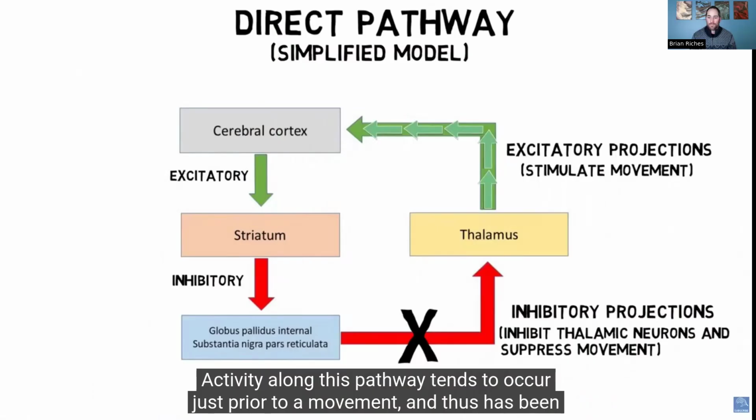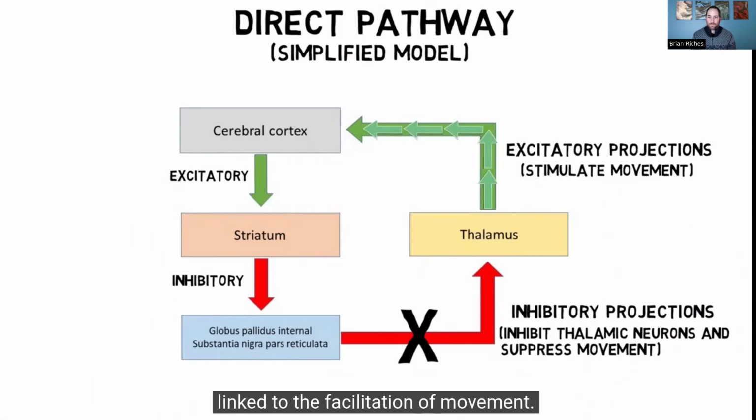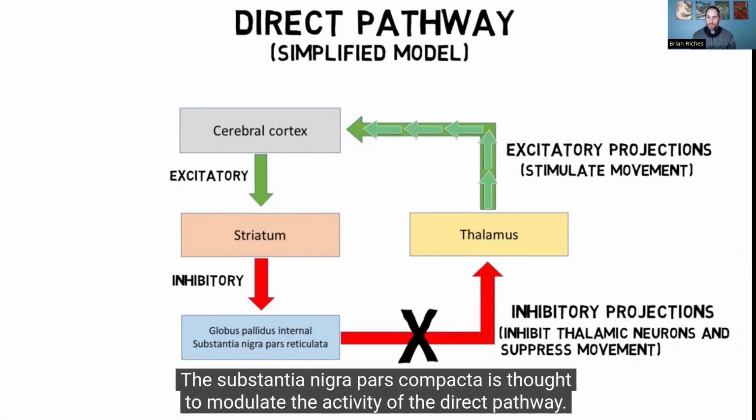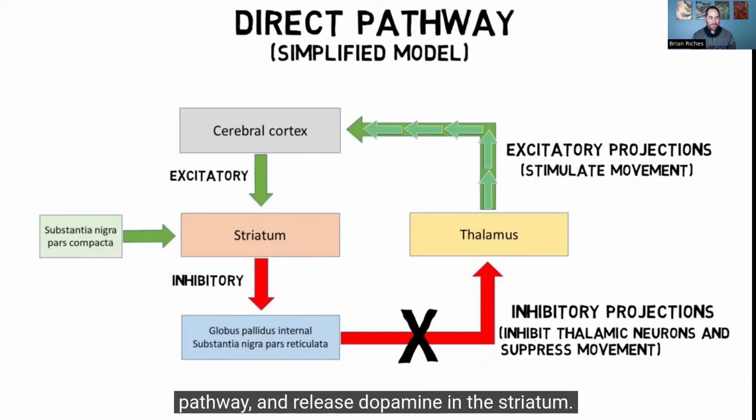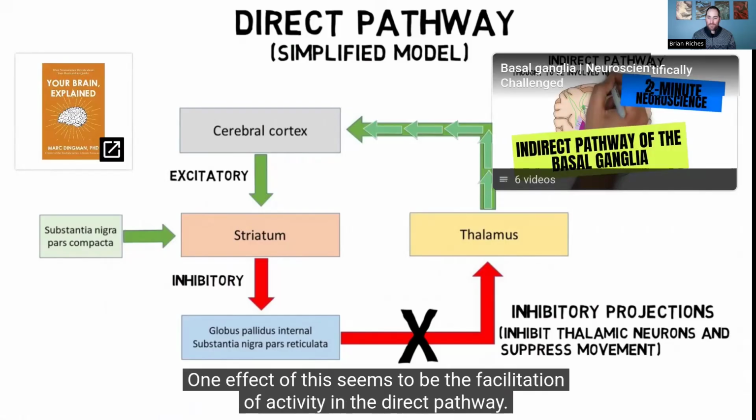Activity along this pathway tends to occur just prior to a movement, and thus has been linked to the facilitation of movement. The substantia nigra pars compacta is thought to modulate the activity of the direct pathway. Neurons from the substantia nigra pars compacta travel to the striatum via the nigrostriatal pathway and release dopamine in the striatum. One effect of this seems to be the facilitation of activity in the direct pathway.